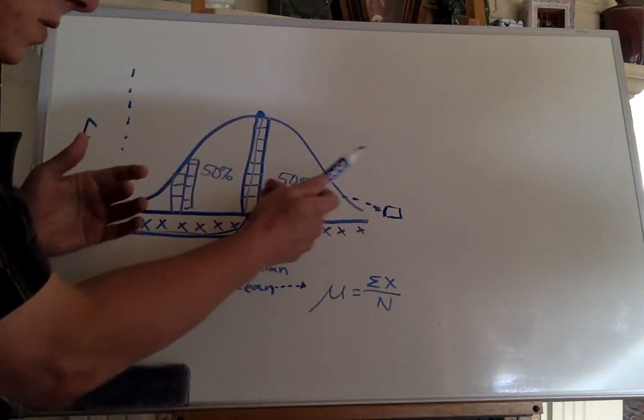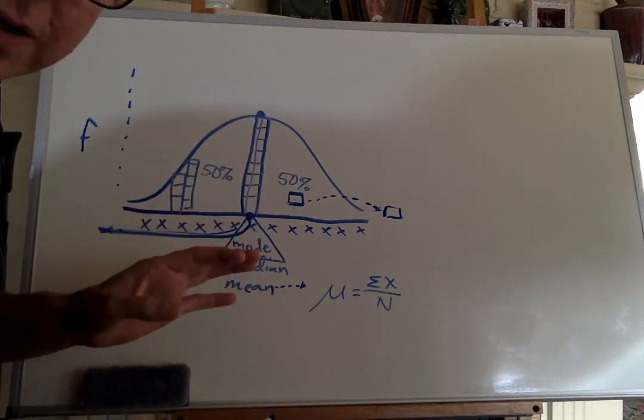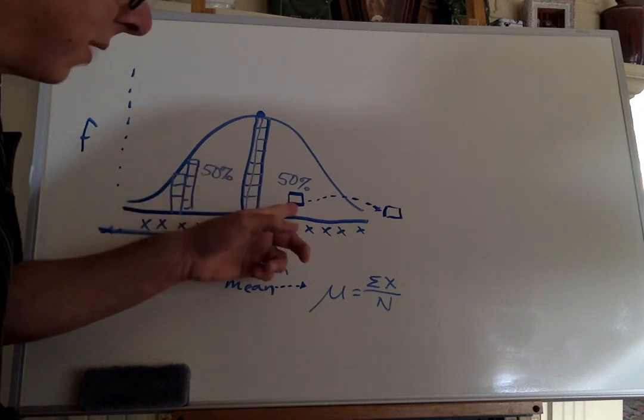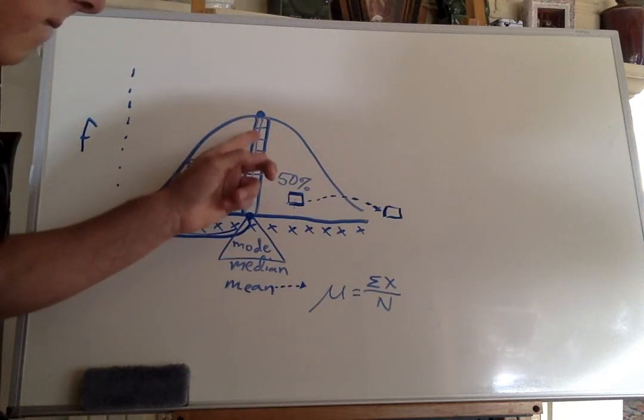The mode doesn't care what's going on out here. It's just the highest column, right? The most frequent. So the mode doesn't matter if this was 127, 140, or 5,000. The mode is still right there, right?